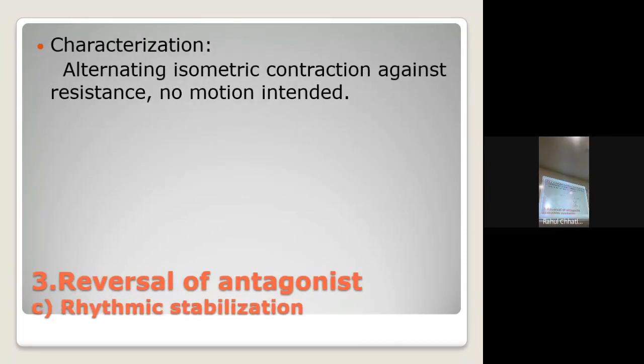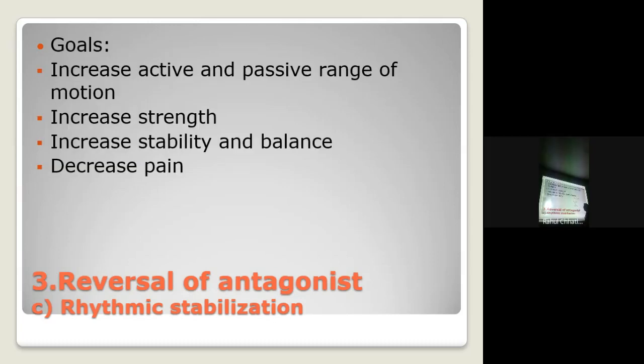Third, rhythmic stabilization. Isometric contraction. Yes, કાંઈ જ નથી કરવાનું. You have to resist so much that there is isometric contraction first of the agonist and then the antagonist. Alternating isometric contraction against resistance, no motion intended. Not a single degree of motion should be there. Goal: increase active range of motion, increase strength, increase stability and balance, and decrease pain. Through isometric contraction, pain can be decreased. Here is an additional benefit of providing the rhythmic stabilization technique.